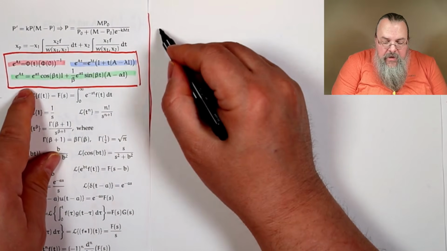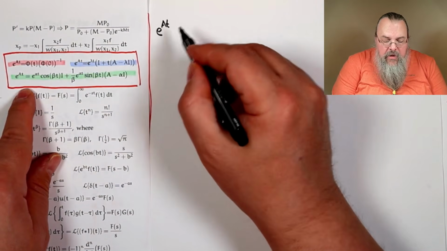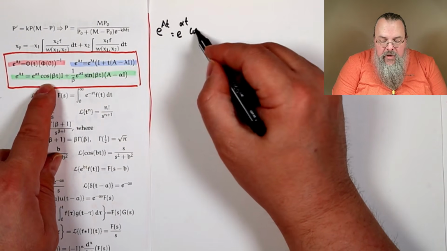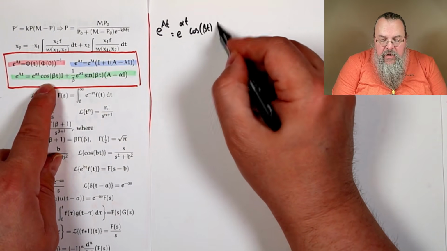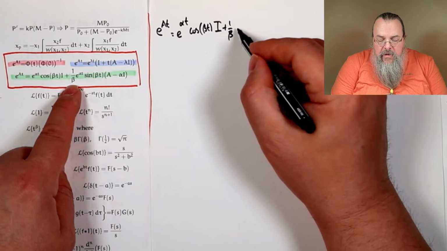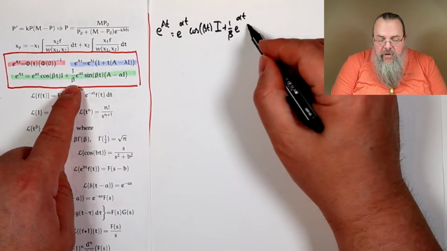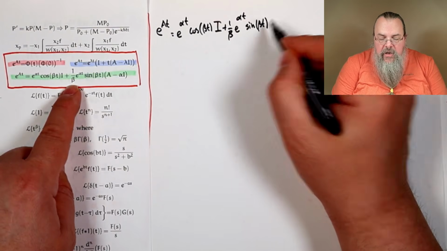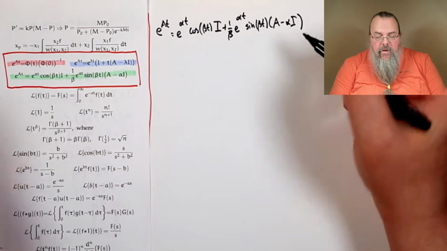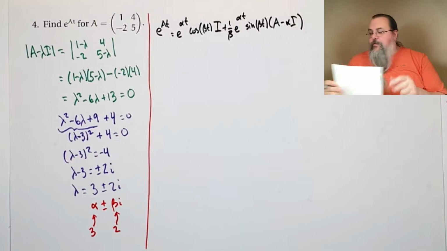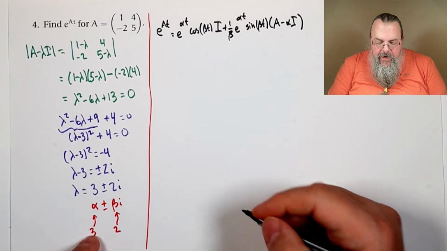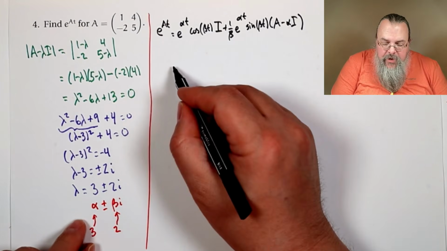And it says e to the at is e to the alpha t cosine beta t times the identity plus 1 over beta e to the alpha t sine beta t times A minus alpha I. All right, so we grab the formula from the formula sheet. And we say, well, what do we know? Well, we know alpha and beta. We said it right here. So we just start putting in what we know.